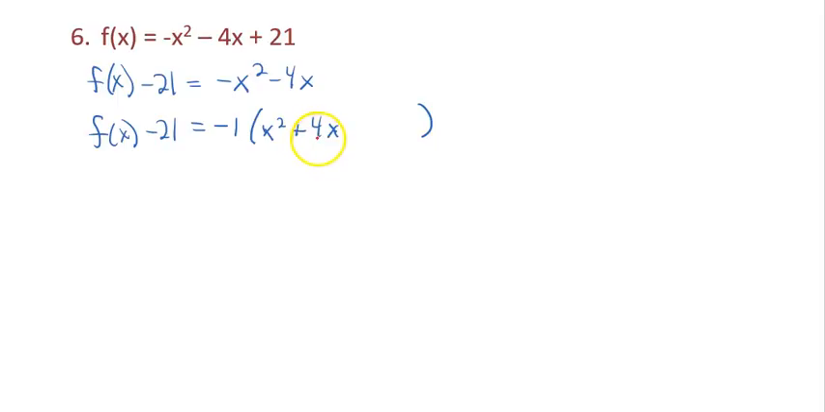Half of 4 is 2. 2 squared is 4. So I'm adding 4 in this parentheses, but I'm really adding a -4 to this entire side, because if I distributed the -1 back in, I would get a -4. So I'm really adding -4 on this side. I need to add -4 on the other side. Basically, you can take that number that you found, multiply it by the number in front of the parentheses, and put that on the other side.